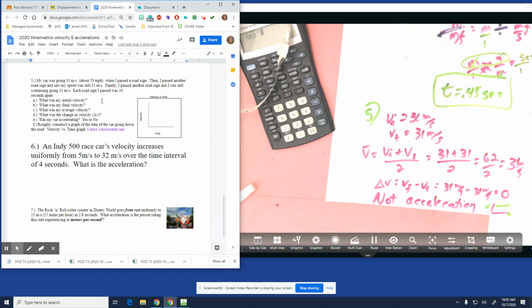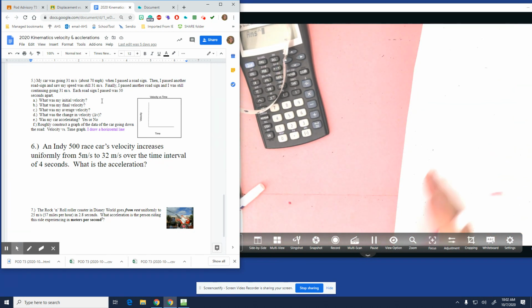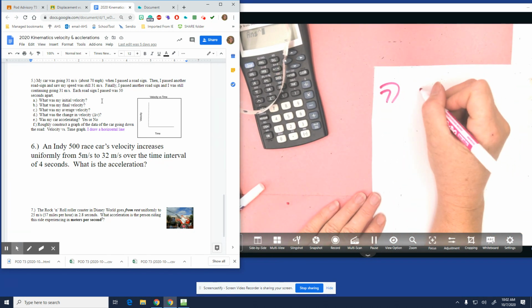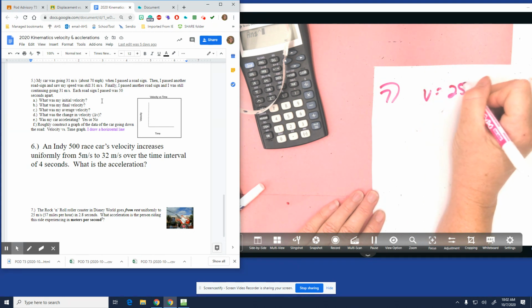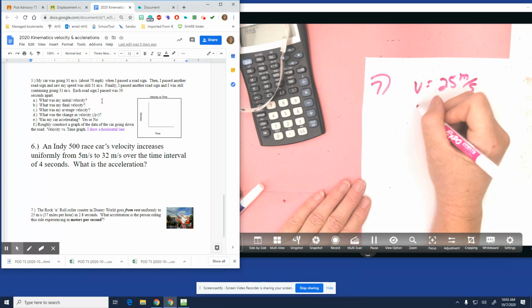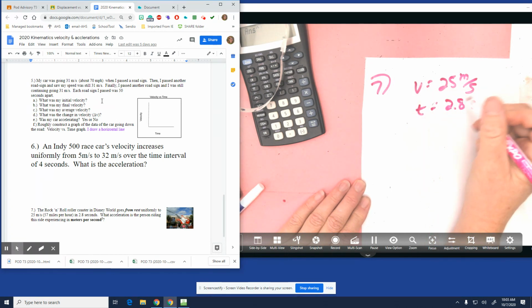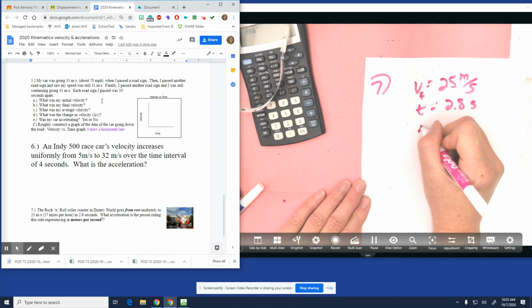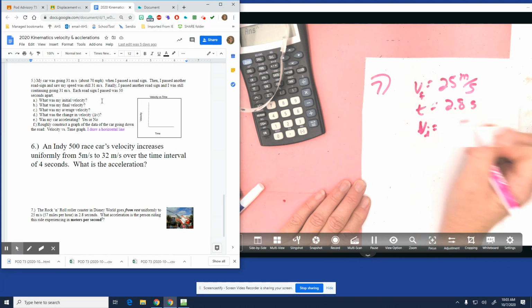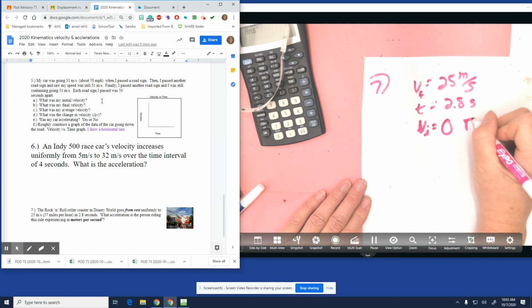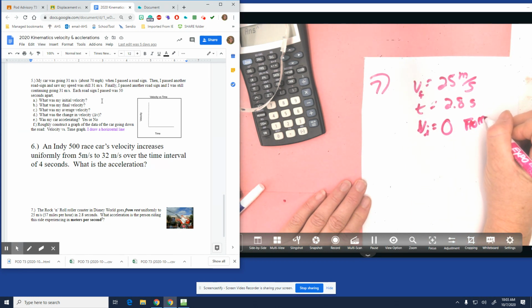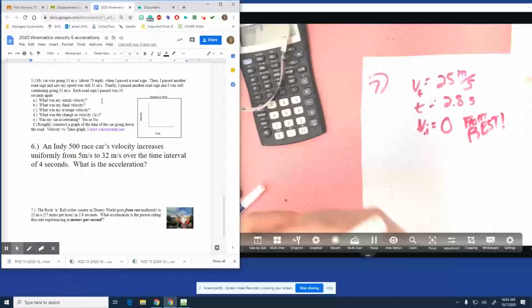All right. Let's see if we can do number 7. Number 7, your velocity is 25 meters per second. Your time is 2.8 seconds. My initial velocity, that's why I have an I, is actually 0. From rest. That's what that means. Look over there, this, from rest. Yeah, from rest. That one.